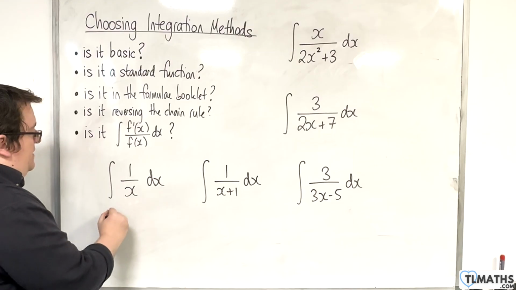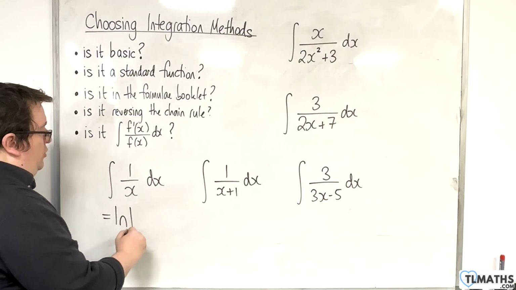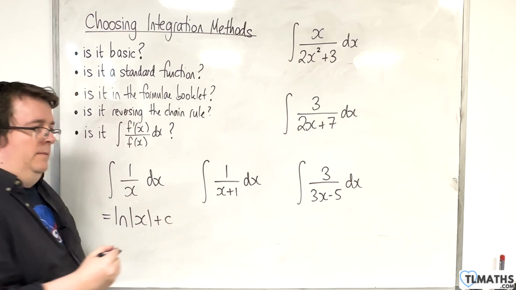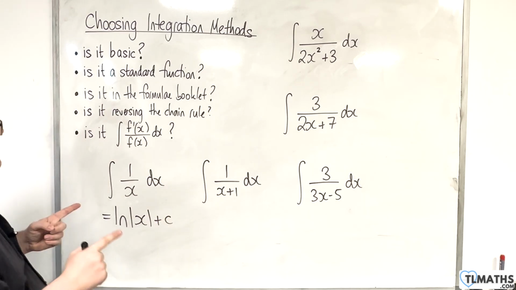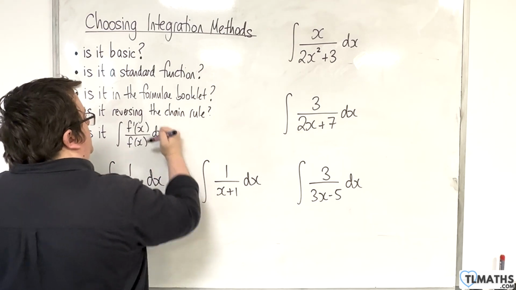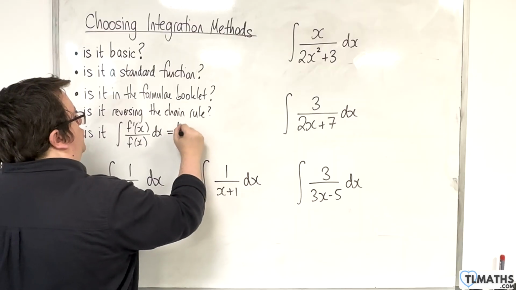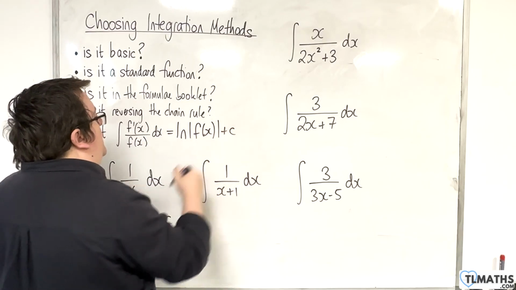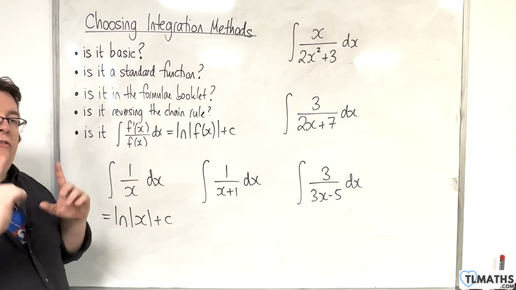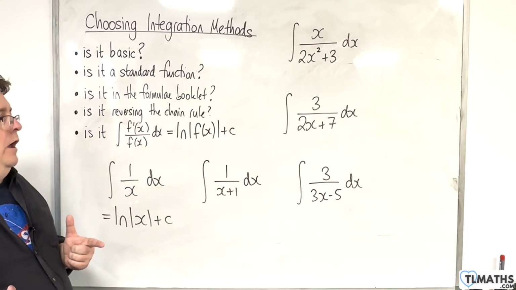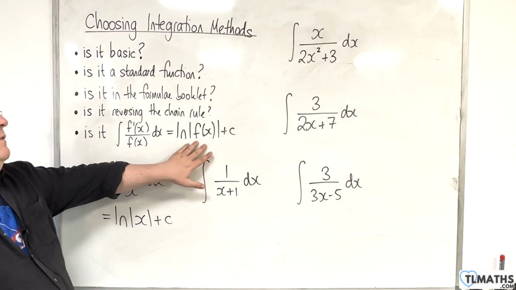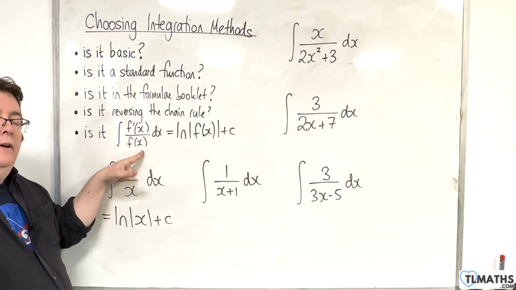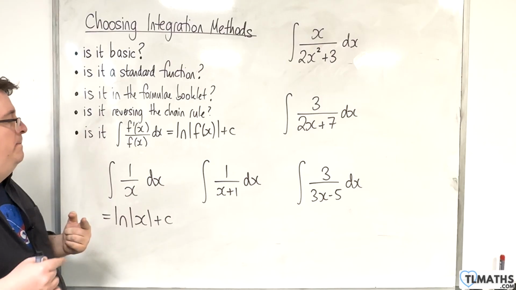So this is the natural logarithm of the modulus of the denominator plus c. So the rule is that this integrates to the natural log of the modulus of the denominator plus c. This is another process of reversing the chain rule, okay? Because if you start with that, to differentiate it, you use the chain rule and you get to f prime over f. So this is a process of reversing it.